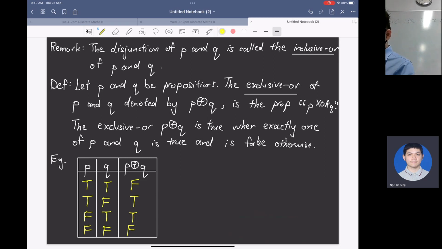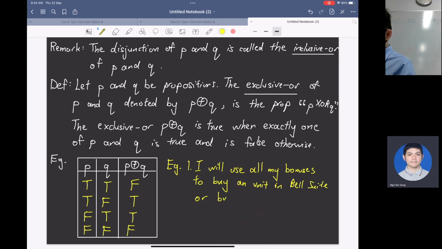Also, for example, I will use all my bonuses to buy maybe real estate or buy a Tesla. So you only have such amount of money, but you can't buy both.